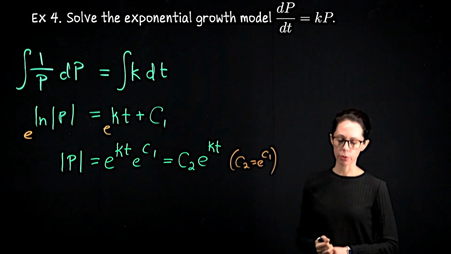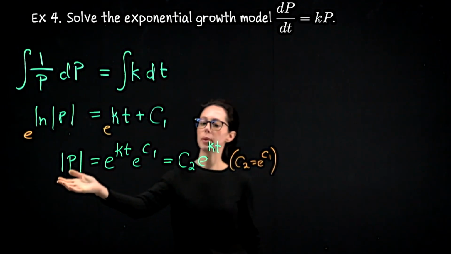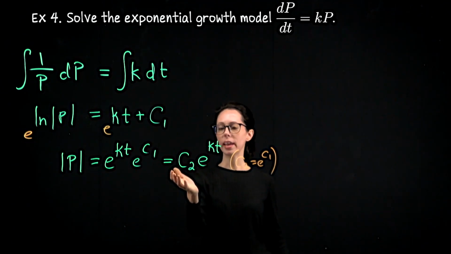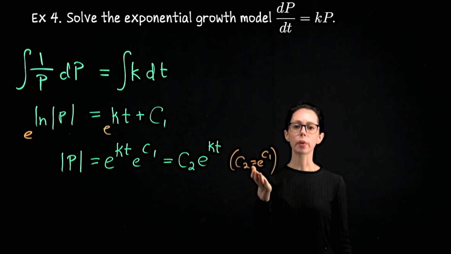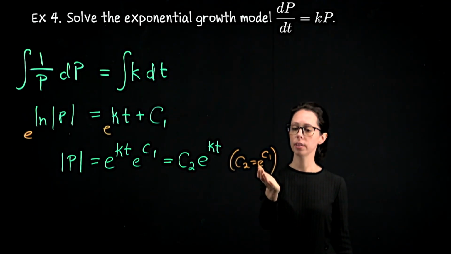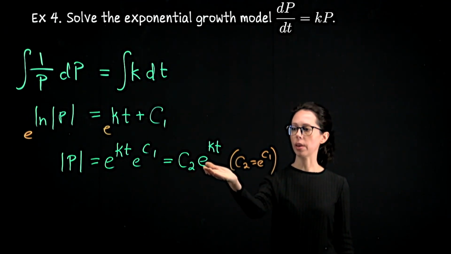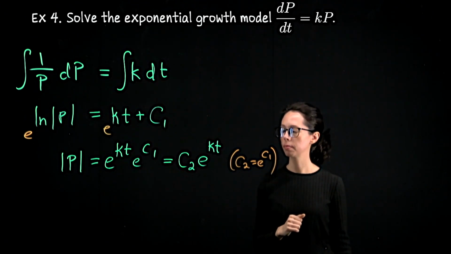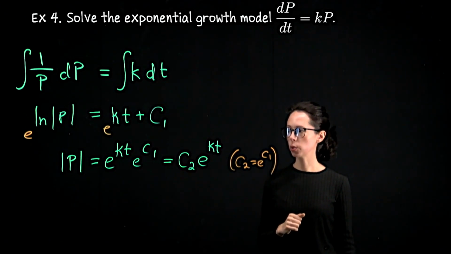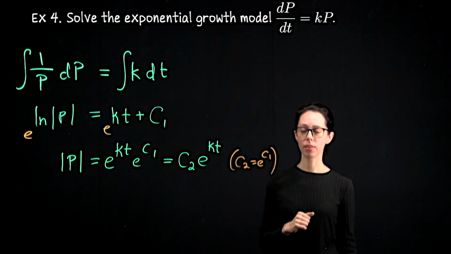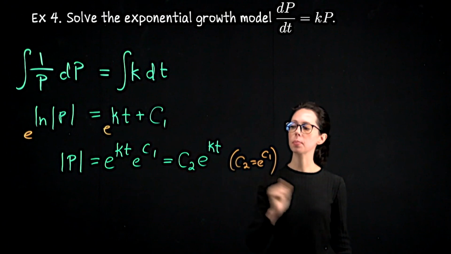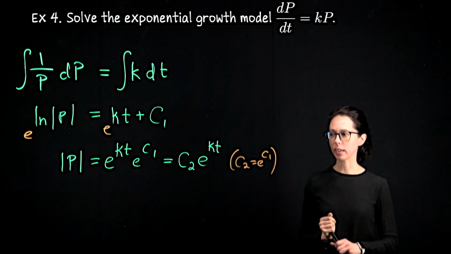This is similar to the first example, where I've got the absolute value of P, and then a non-negative expression on the right-hand side. So C2 is non-negative, it's actually positive, and then we have an exponential function that's positive. But if I were to allow the function P to be 0 or negative, that would be okay if I absorbed the sign into that leading constant.